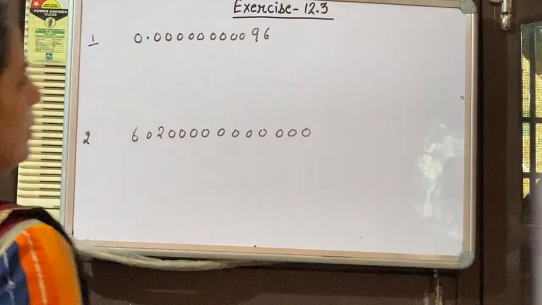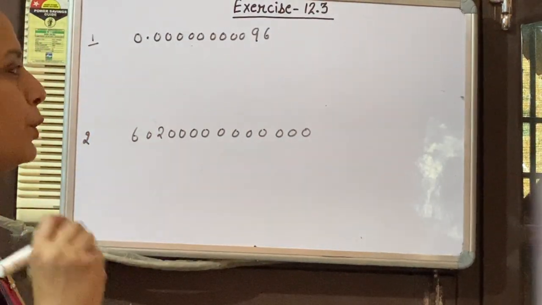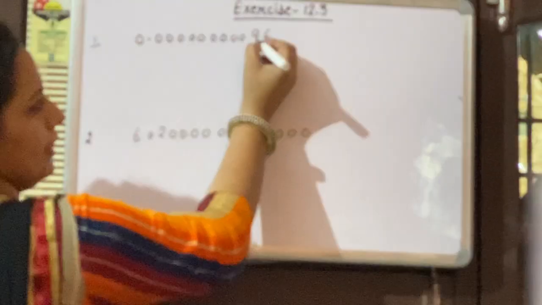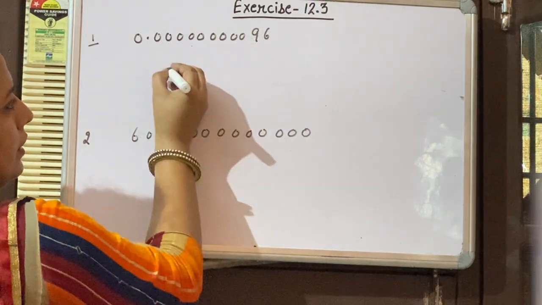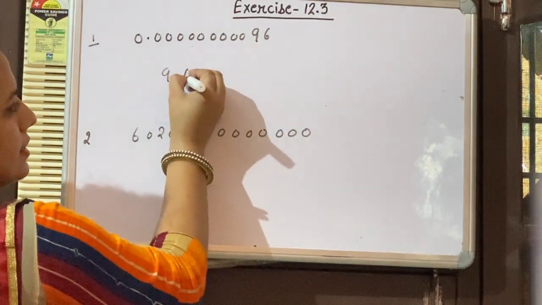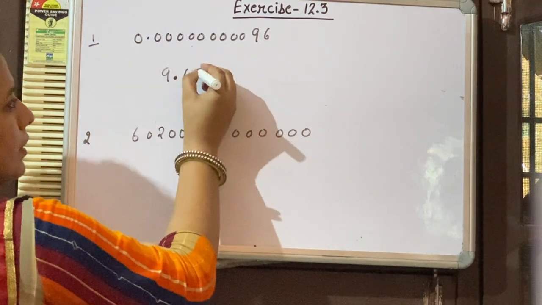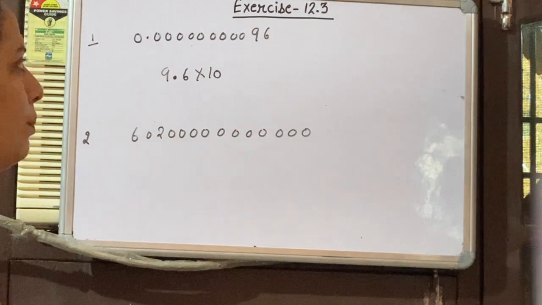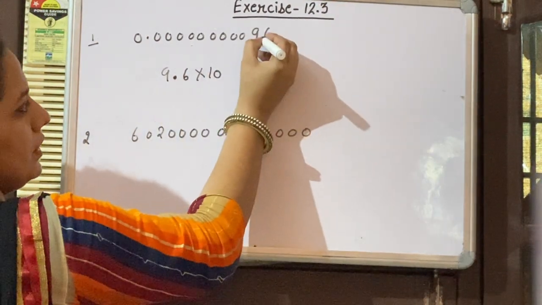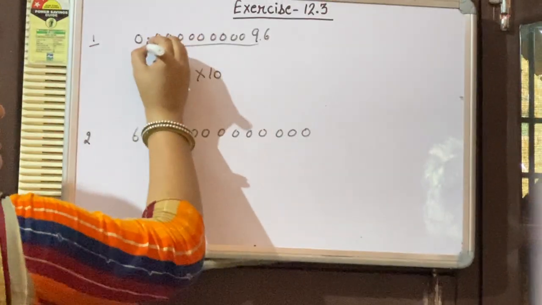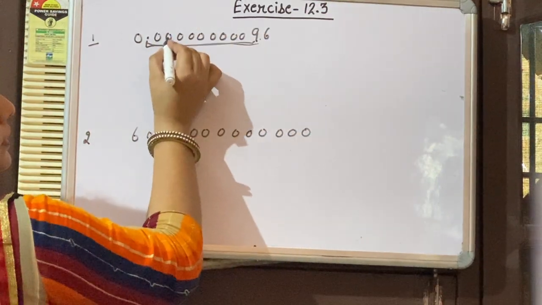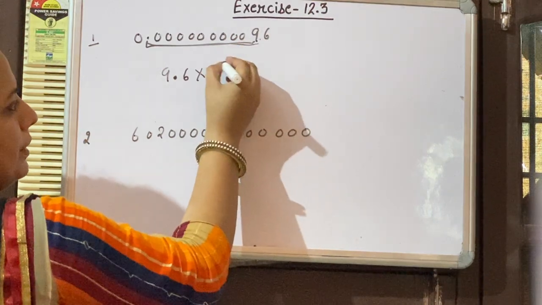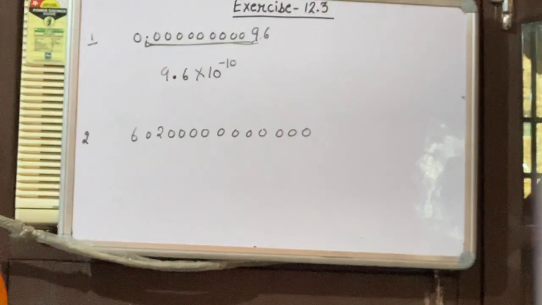How can we change it? First step is to put the decimal after the first non-zero digit, that is 9. So if we put it here, 9.6, then 10 raised to a power will be in the negative form. Count the digits between this decimal and this decimal: 1 2 3 4 5 6 7 8 9 10. That means 10 raised to power minus 10.